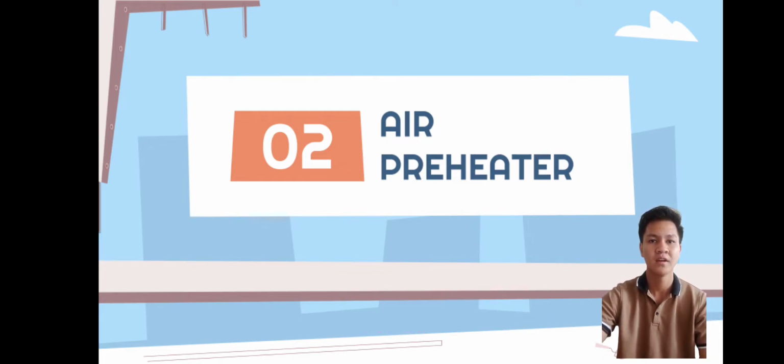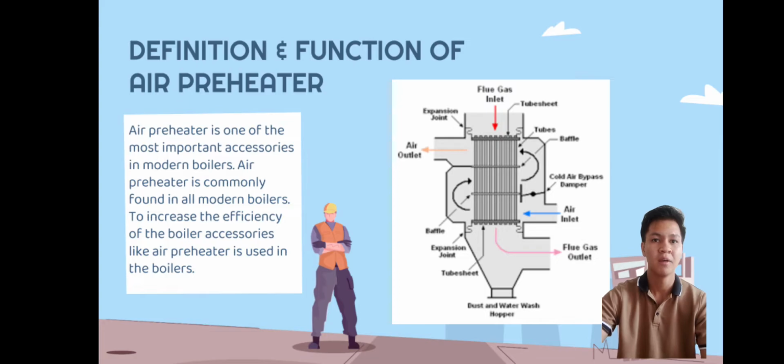Now, I will start the next presentation with the air preheater. The function of the air preheater: it is one of the most important accessories in a modern boiler. It is commonly found in all modern boilers to increase the efficiency of the boiler. The main function of the air preheater is to preheat the air, which means the temperature of the input air is increased.